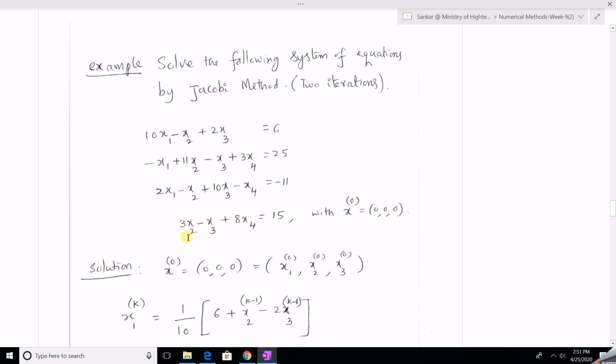And in the fourth equation, x1 is missing. That is, the coefficient of x1 is 0. So altogether, there are 4 equations and there are 4 unknowns, x1, x2, x3, x4. And the initial approximation is given.